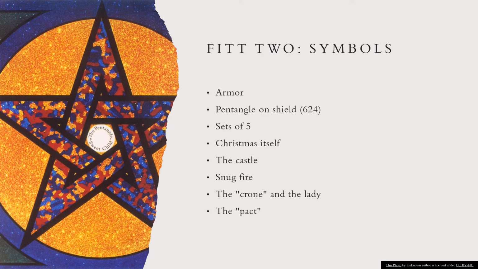Symbols, you read an extensive description of Gawain's armor, the pentangle on his shield, which is very symbolic, sets of five: the five joys of Mary, the five wounds of Christ, but primarily the five virtues of knighthood. Then Christmas itself is a symbol, and it's a symbol of life in the midst of non-life, cold winter.